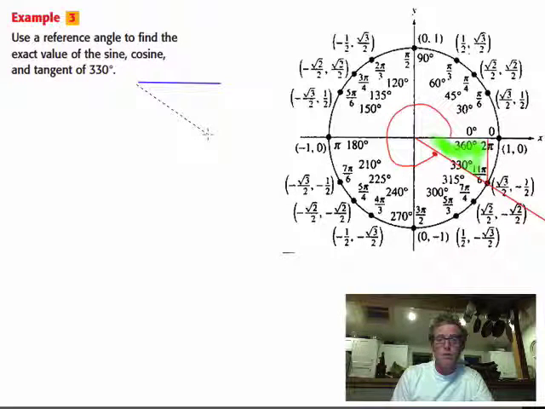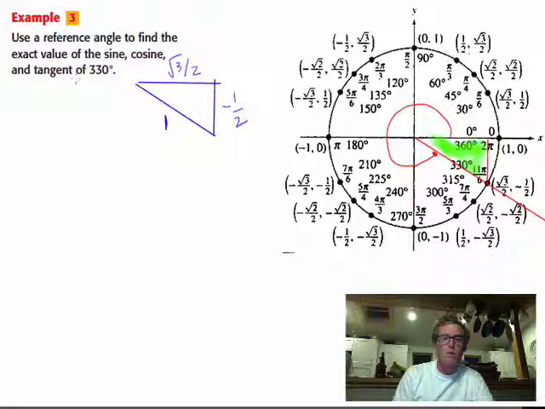Here are the parts and pieces of the triangle that I need. The hypotenuse, since this is a unit circle, is going to be 1, and in the x direction, this is going to be root 3 over 2, and in the y direction, it's going to be negative 1/2. Now what we're looking for is sine, cosine, and tangent of 330. So let's give ourselves that good old reminder of SOH, CAH, and TOA.